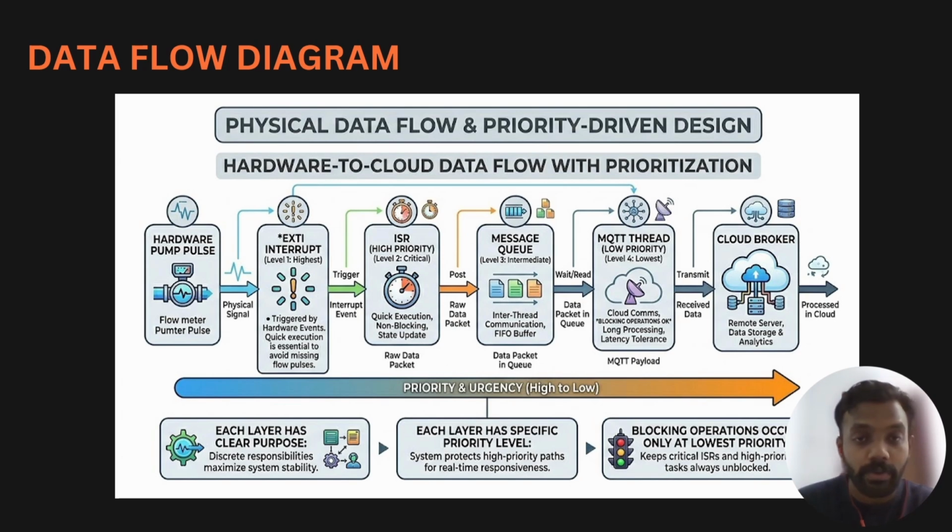This is a data flow diagram of our project, which highlights the flow from the hardware pump pulse. A physical signal is sent to the EXTI interrupt, level 1, highest. This, in turn, triggers a high-priority ISR. This posts a message to the queue, which is then read by the MQTT thread and transmitted to the cloud broker. Each layer has a clear purpose and discrete responsibilities to maximize system stability. Each layer has a specific priority level. The system protects high-priority paths for real-time responsiveness, and blocking operations occur only at the lowest priority. This keeps critical ISRs and high-priority tasks always unblocked.